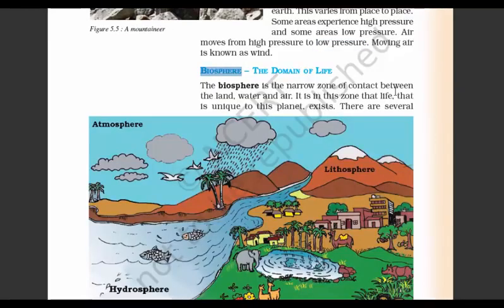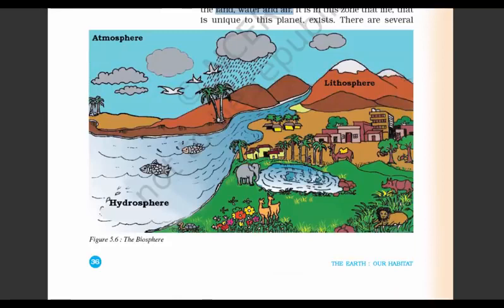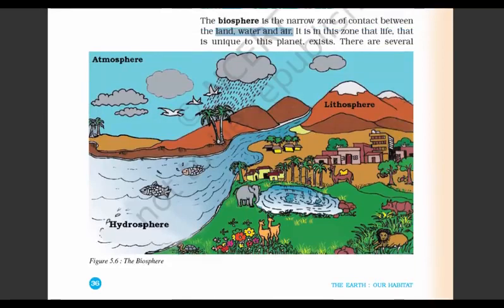Coming to the last topic, biosphere. The biosphere is the narrow zone of contact between the land, water and air. So this is very important. The combination where land, water and air comes together is called biosphere. It is this zone that life that is unique to this planet exists. So have a look at this picture. You will easily understand the meaning of biosphere.